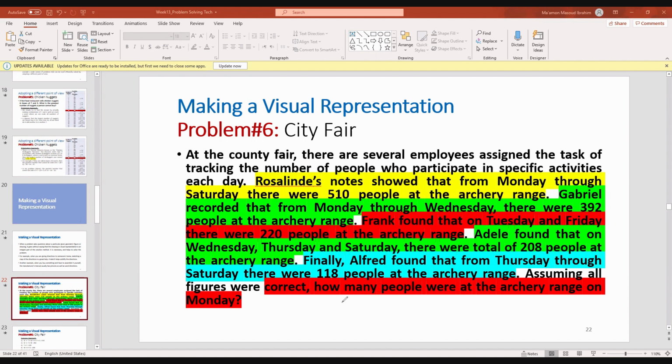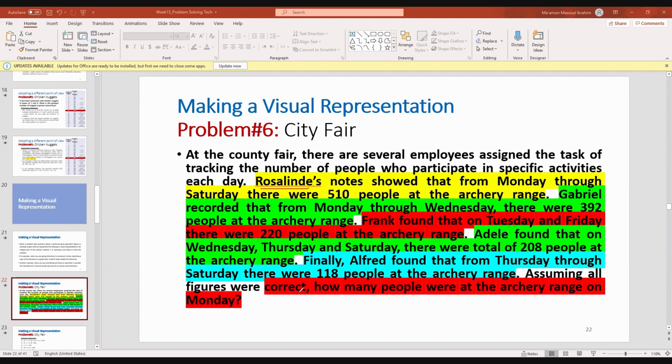Now, we will assume that all of these figures were correct, and we want to check how many people were there on Monday. As you can see here, we have Rosalinda, Gabriel, Frank, Adel, and also Alfred. So these people have these facts.